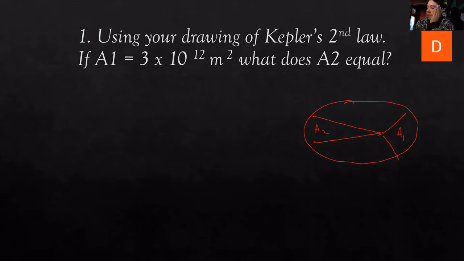All right, and if you remember, and we just mentioned, A1 is equal to A2 in an ellipse. So A2 is equal to 3 times 10 to the 12th meters squared.